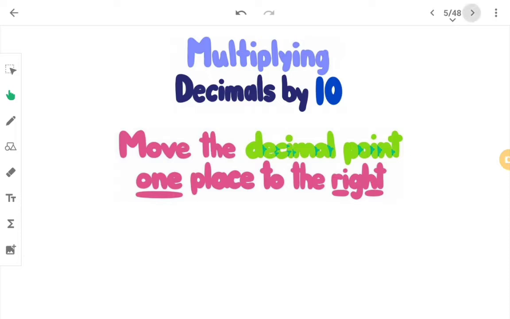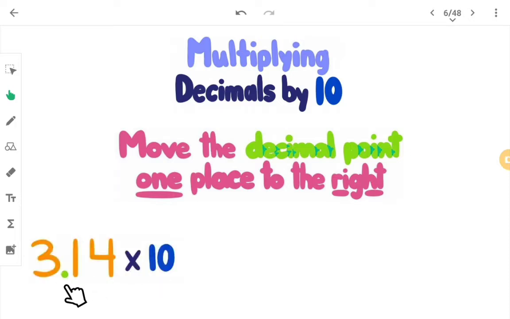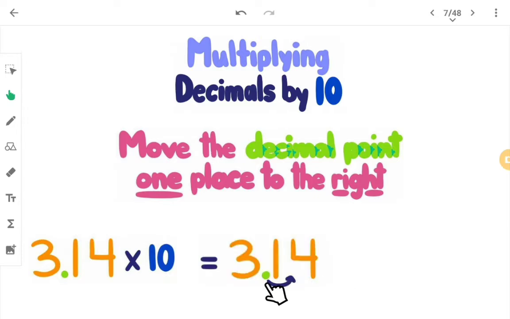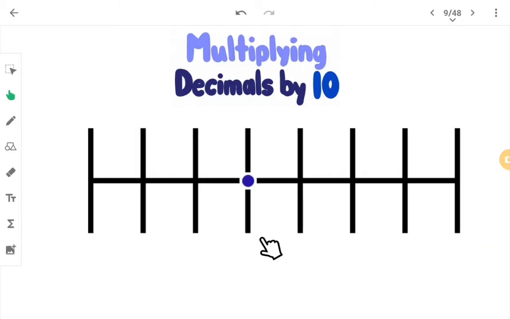Now, I will show you one example. 3.14 into 10. Here we are going to multiply with 10. How many zeros are there? Only one 0. So, how many places are you going to move? You are going to move one place, that too in the direction of the right side. So, what will happen? You will get the value as 31.4.